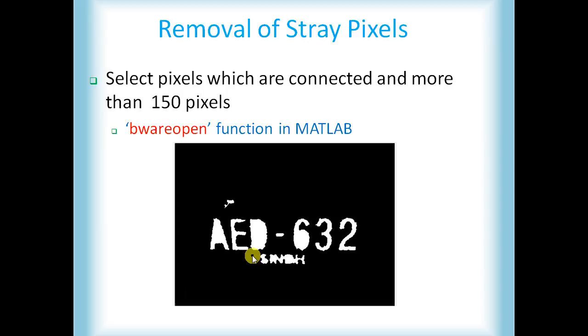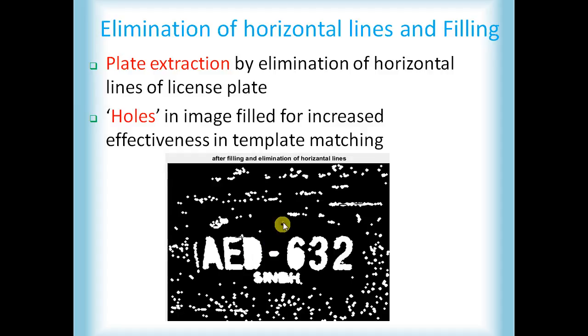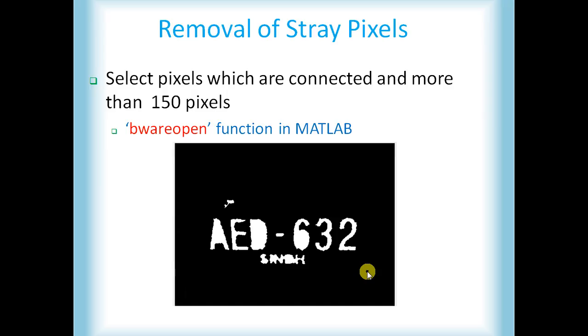After we fill it, we remove the stray pixels. As you can see in the previous image, there are a lot of stray pixels distributed around the image. Using the bwareaopen function in MATLAB, we remove the stray pixels, and we now get a near perfect image to the OCR module.